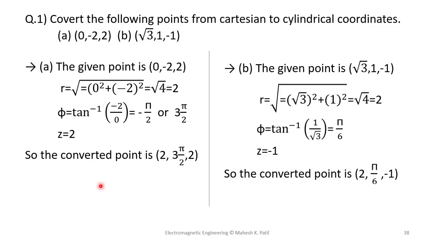Now we'll see one problem based on this point conversion. Convert the following point from Cartesian to cylindrical coordinates. Here the point given is 0, comma minus 2, comma 2, which is the point given in Cartesian form, and we need to convert this point into the corresponding cylindrical point. So the given point is 0, minus 2, 2. So the r value will be the square root of x square plus y square.